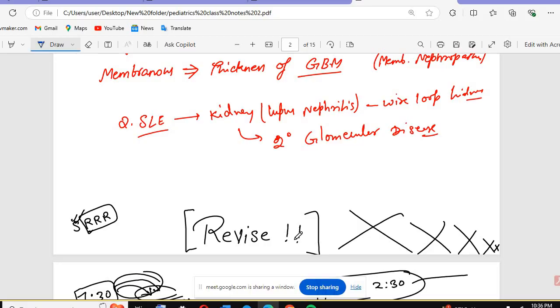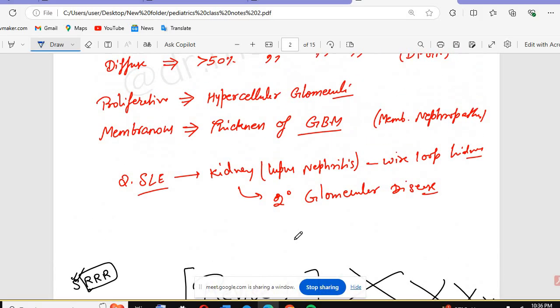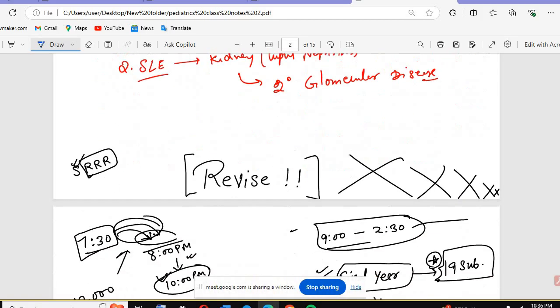There you see the wire loop kidney, and this is why we have discussed primary glomerular disease. It means due to pathology of the kidney or the glomeruli. If you see any other pathology causing the kidney problem, that is secondary glomerular disease, like SLE, which is not necessarily affecting the kidney. So that's an example of secondary glomerular disease. Okay, is that clear?